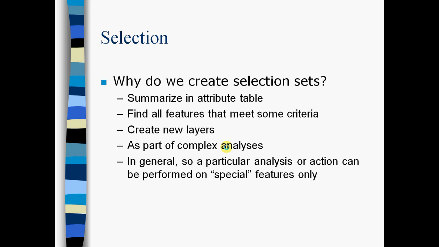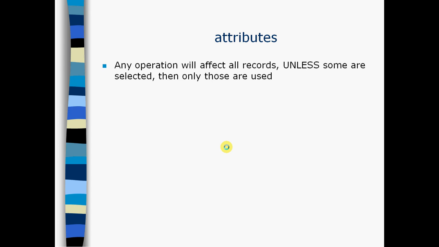If we want to identify and do something with all features that meet some specific criteria, that's a slam dunk for select by attribute. We can select by attribute to subset a data set and create a new data set from it. Selection is often part of multi-step complex analyses. In general, we select in order to isolate, for some reason, features that meet a certain criterion.